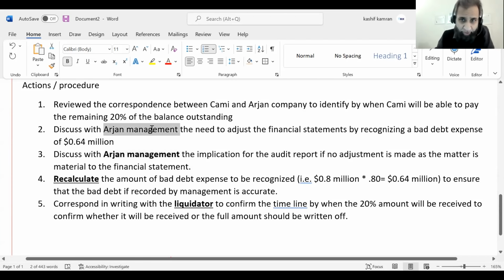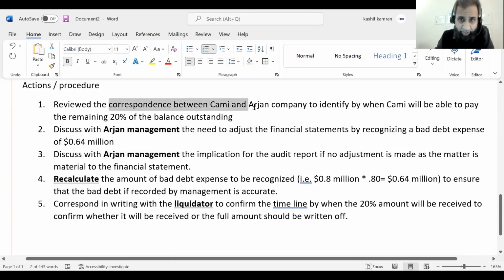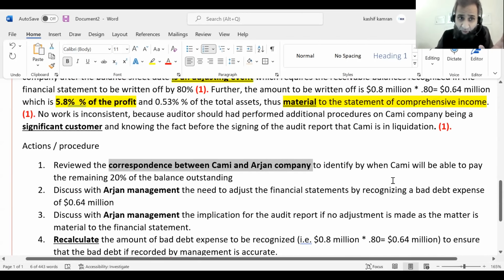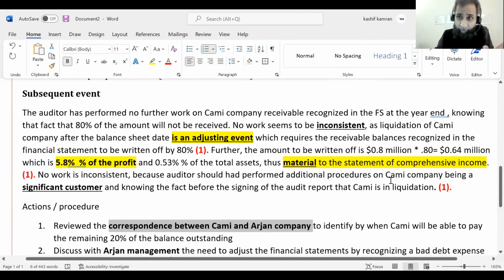Discuss with Urgent management the need to recognize a bad debt. Review the correspondence between Urgent and Kemi company. Now tell me, have I written anything out of the case? Almost 5 actions and procedures, with 3 marks coming from subsequent event. I'm almost making up an 8 marks answer out of the 15 marks answer. I still need to look into analytical procedures. But I hope you got the track of what you need to do.